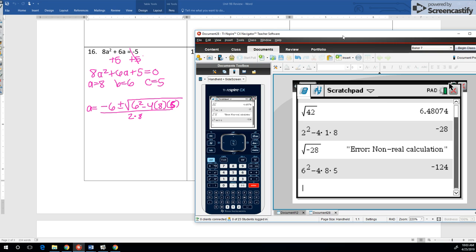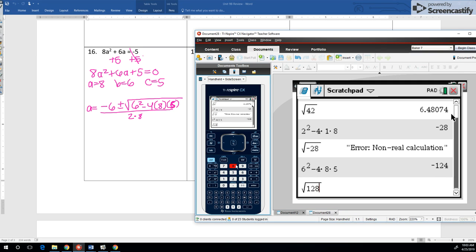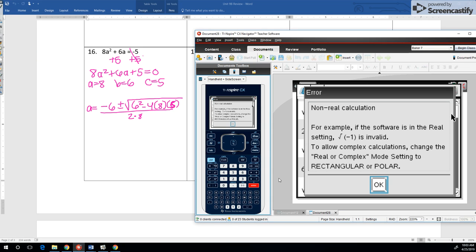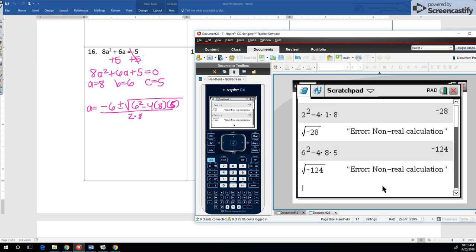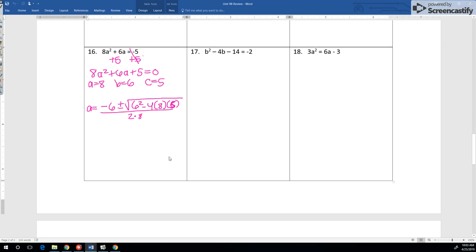Oh, that's a problem. So I'm not going to be able to get a solution for this, because it's not 128, it's negative 124, which is going to be a non-real calculation. So we're not going to have any real zeros. So it's negative 6 plus or minus the square root of negative 124 over 16. But that's going to be no solution.